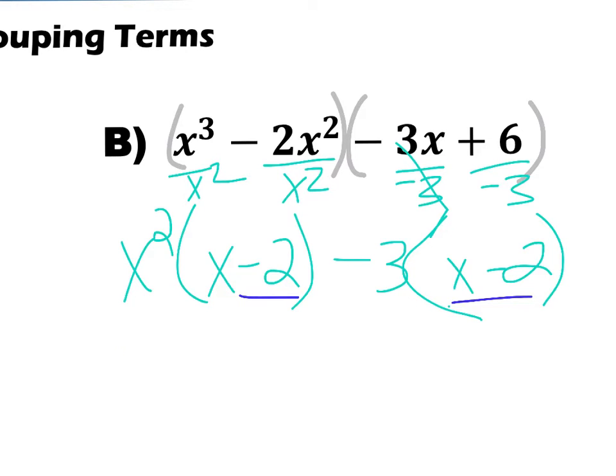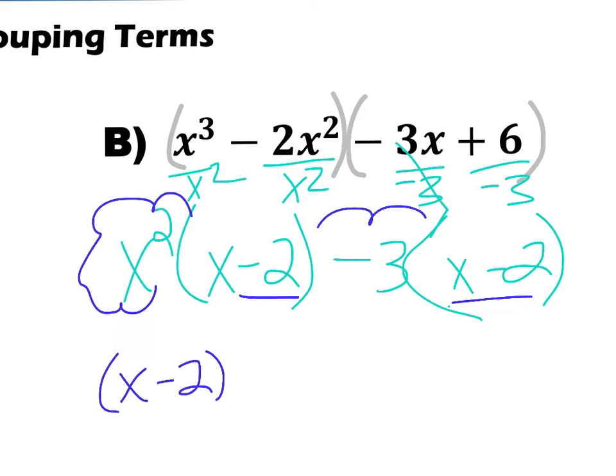So what do they have in common that I can write one time out in front? X minus 2. Awesome. And then what happens to my leftovers? X squared minus 3. They get their own parenthesis.